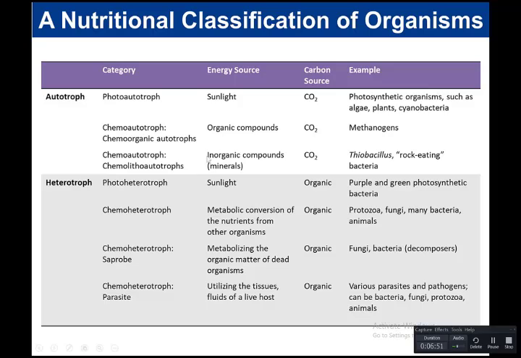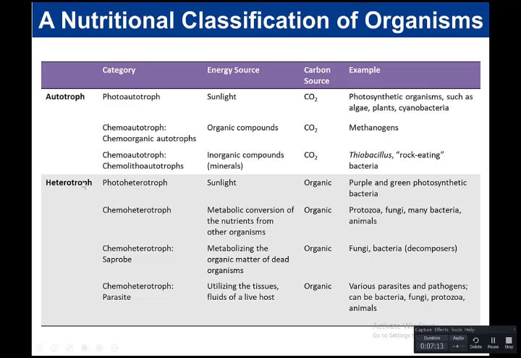The litho is referring to the inorganic compounds. So their energy source is inorganic compounds or minerals. Because they're an autotroph, they take in carbon as carbon dioxide. And an example of this would be Thiobacillus, or what we call rock-eating bacteria. They will utilize inorganic compounds.